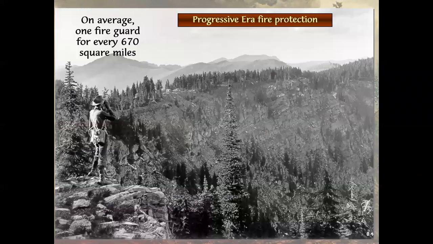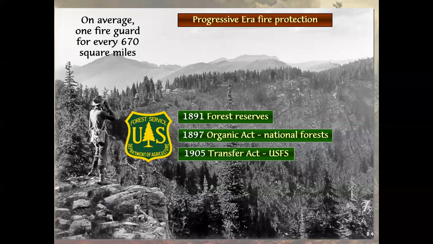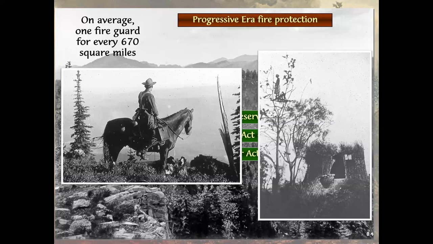The early Forest Service on average had one fire guard for every 670 square miles administered. You wonder what they were possibly thinking of. But they thought that if they could control people, they could control fires, because people were so extensive and so responsible for fuels and ignition. So a series of legislative acts and administrative moves creates forest reserves and then transfers them in 1905. This was a global project. It was done by all of the European colonizers.